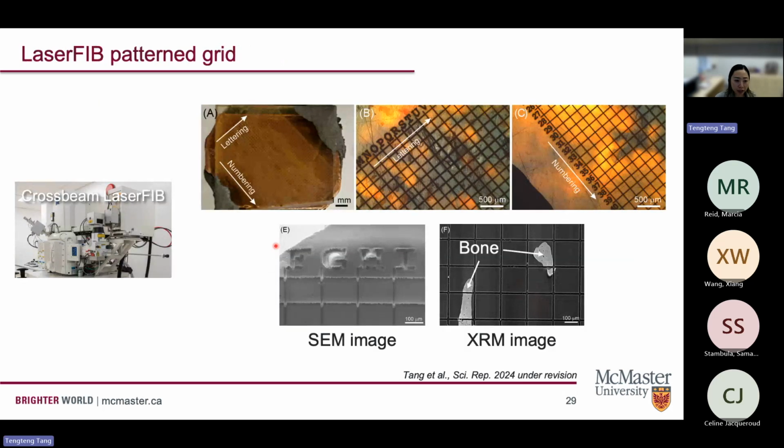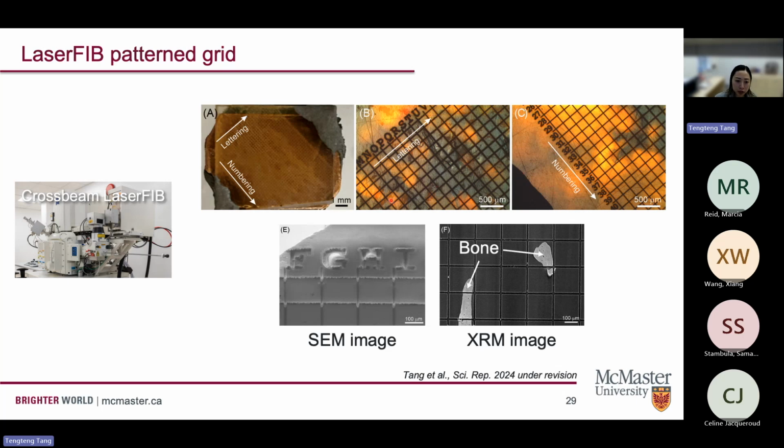So more specifically, in the first step, where we create this very customized grid system on the sample surface, we use this crossbeam laser FIB. As you can see in this image panel A here, that's a piece of plastic with human bone tissue embedded inside. You can see very vaguely, those are the human bone tissue inside of the resin. And we combined some letters and numbers on the two sides of the grids on the sample surface so that we can specifically identify some region of interest within the grids.